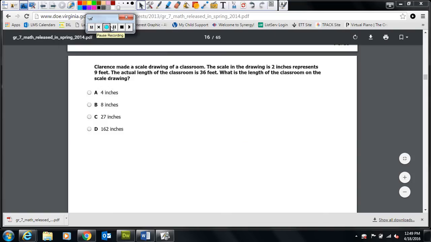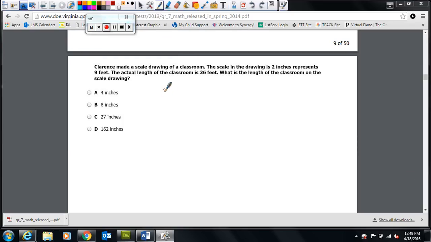All right, we have question number 10 from the 2014 Math 7 SOL test, and it says, Clarence made a scale drawing of a classroom. The scale in the drawing is 2 inches represents 9 feet. So if I write a little ratio here, 2 inches is equivalent to 9 feet. Those kind of tie together.